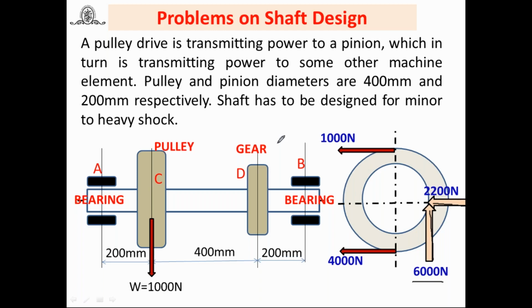Once you have power, you get the torque. From torque, PCD by 2 into force, you will get the torque transmitted by the gear. For a pinion, you can say tangential force Ft. If I write the Mt of the pinion, which force is important? Ft, the tangential force, into dp, where dp is the pitch circle diameter of the pinion, by 2. F into r is equal to torque.